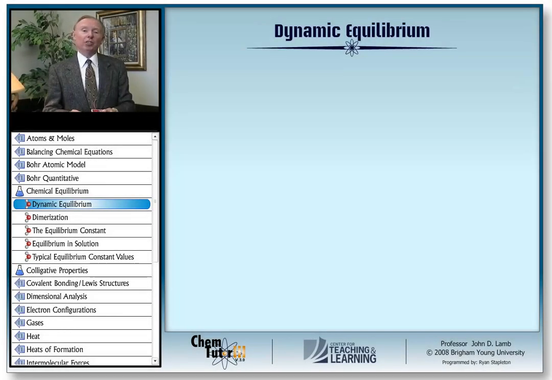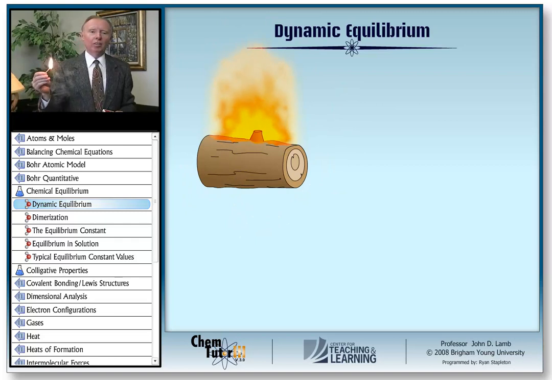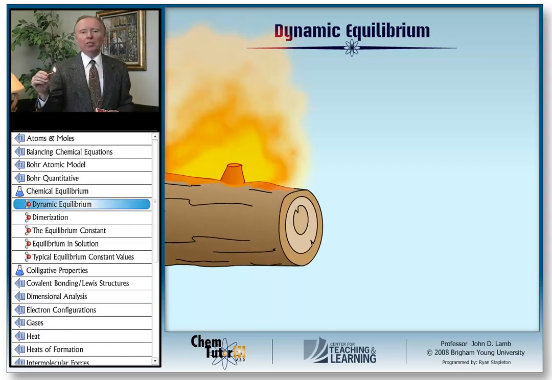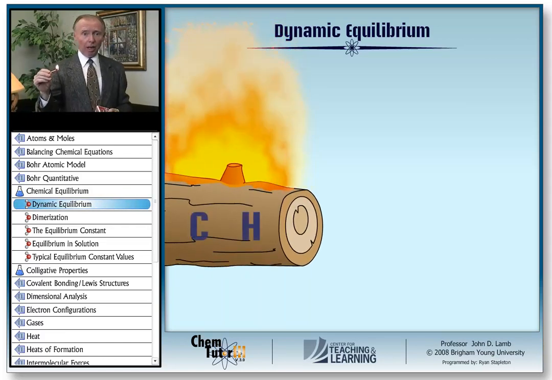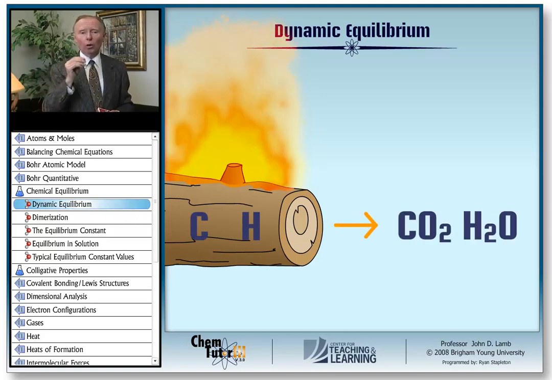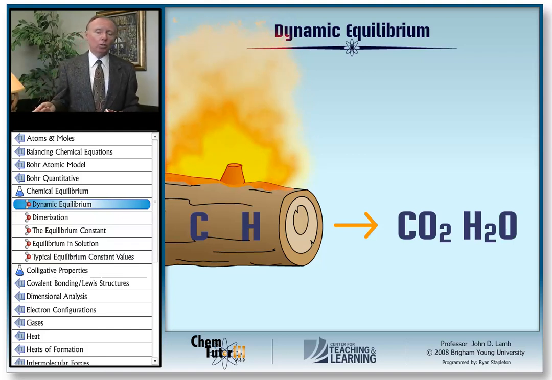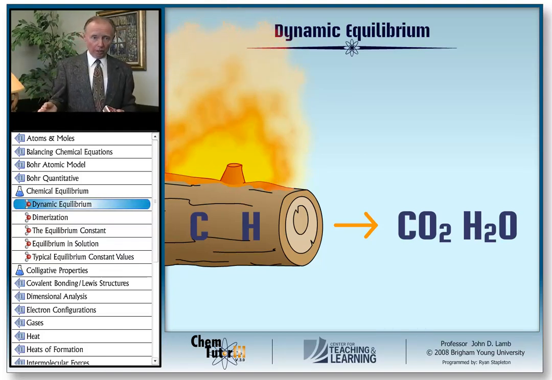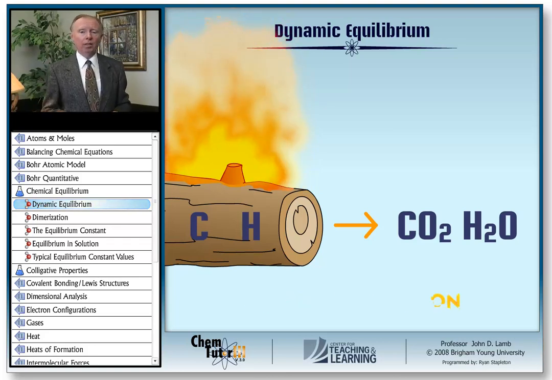When you see a reaction like this one, you rightly expect that it will continue until one of the reactants runs out. So if I burn the match in the open air, it will continue to burn until all the carbon and hydrogen in the wood have been converted to carbon dioxide and water. And in these cases, we commonly show the reaction with an arrow to connote that the reaction goes to completion.